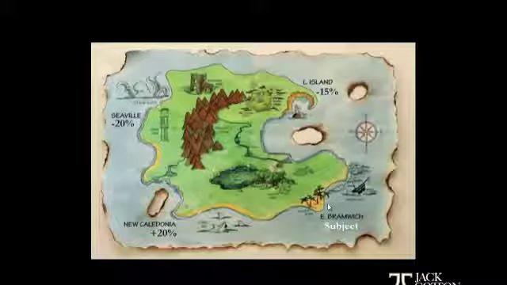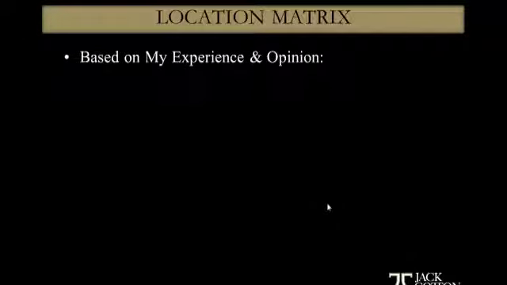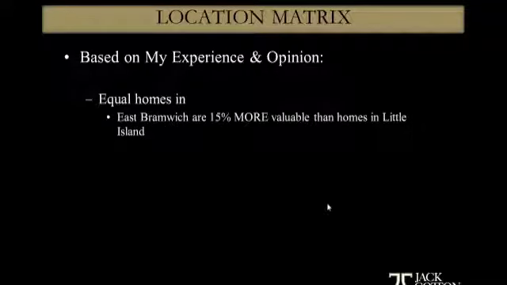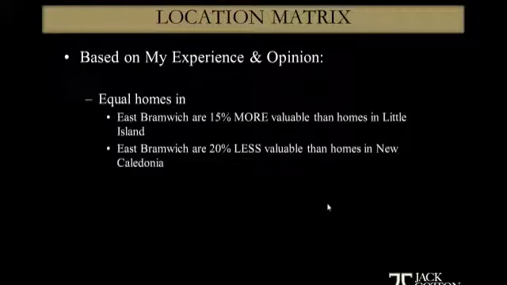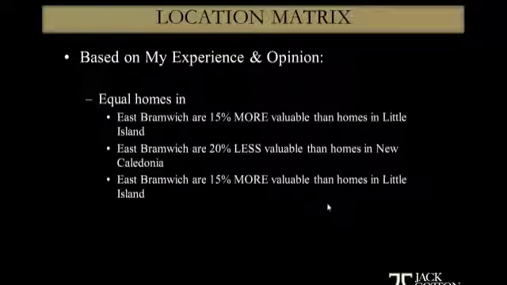So we make this analysis, we make these conclusions, and we want to summarize them somehow. Well, the best way to do that is on a location matrix. So just to summarize, our experience and opinion says that equal homes in East Bromwich are 15% more valuable than the ones in Little Island, and the ones in East Bromwich are 20% less valuable than the ones in New Caledonia. And you can present it just like this in a Word document or in a PowerPoint slide.